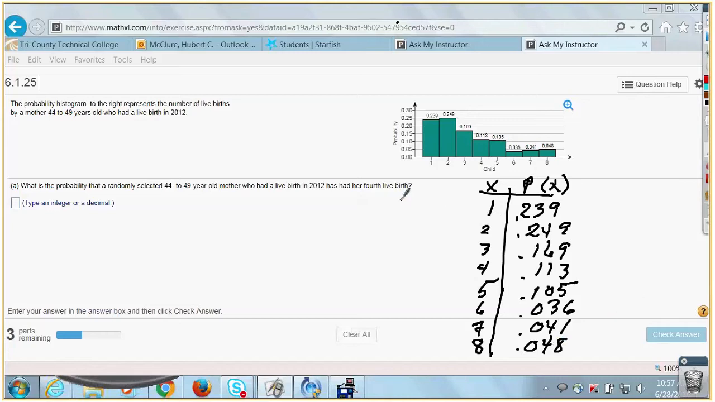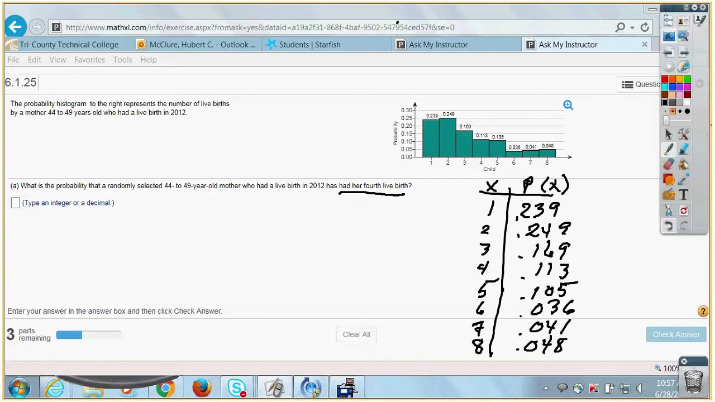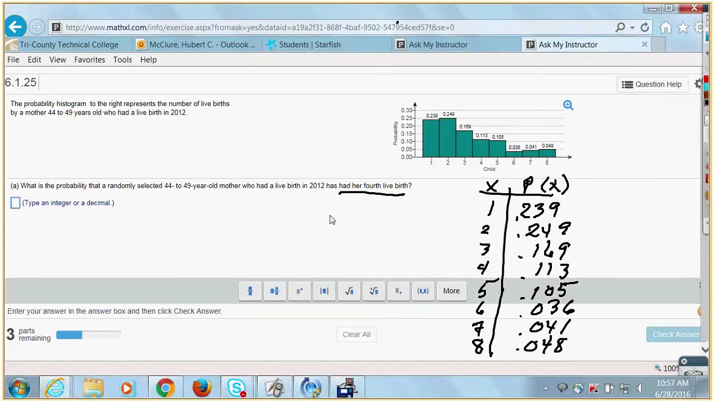Now, the first question says, and all this stuff is just redundant, but has her 4th live childbirth. Well, 4th would be 0.113. So you take your handy dandy cursor and you put it over here and punch in 0.113.